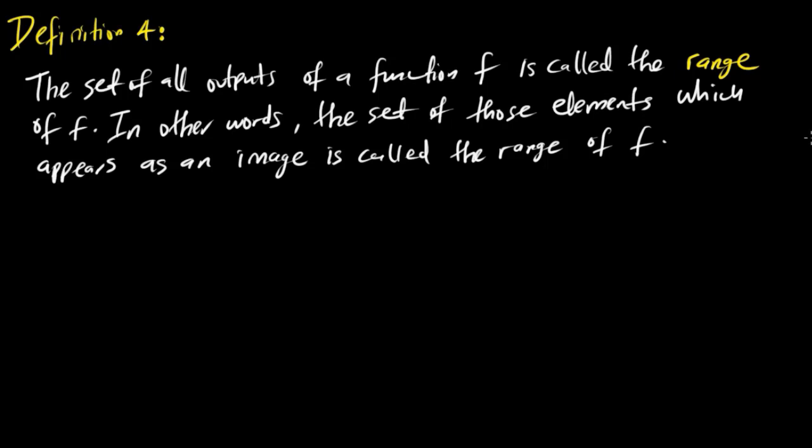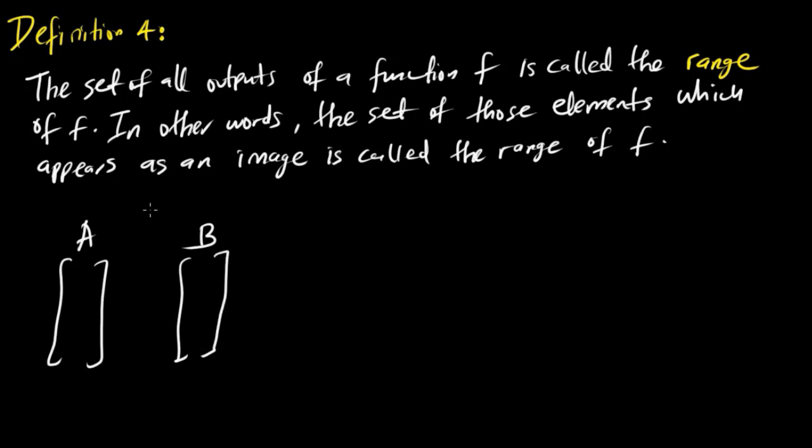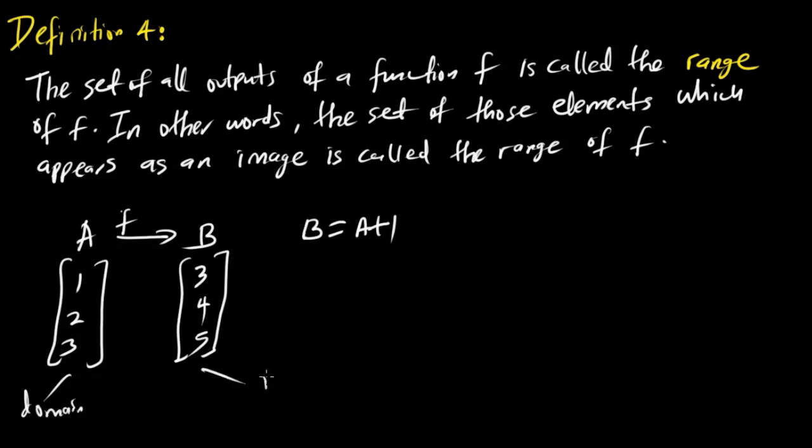In the last definition, we looked at the principle of codomain, and we say that if you have set A and set B, and there's a function that maps set A to set B. So here, you can have this to be 1, 2, 3, and this to be 3, 4, and 5. So here we can say that B equal to A plus 1, and we are going to get all the elements that we have in B. So we say that A is the domain and B is the codomain.